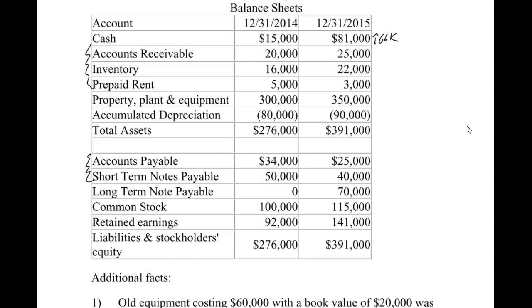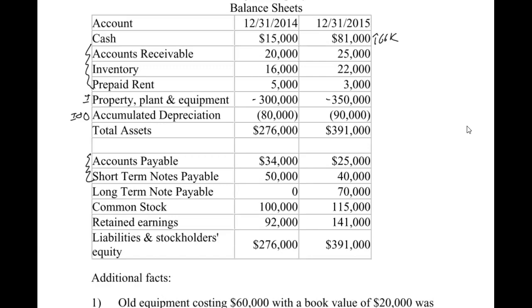When you think about property, plant, and equipment, remember that's our investing section. Depreciation actually affects both investing and the operating section. If you look here, property, plant, and equipment went from 300 to 350, so it went up by $50,000. At a minimum, we had to have purchased some, but we could have purchased more than 50 and then sold some. So we're going to reconcile that account.